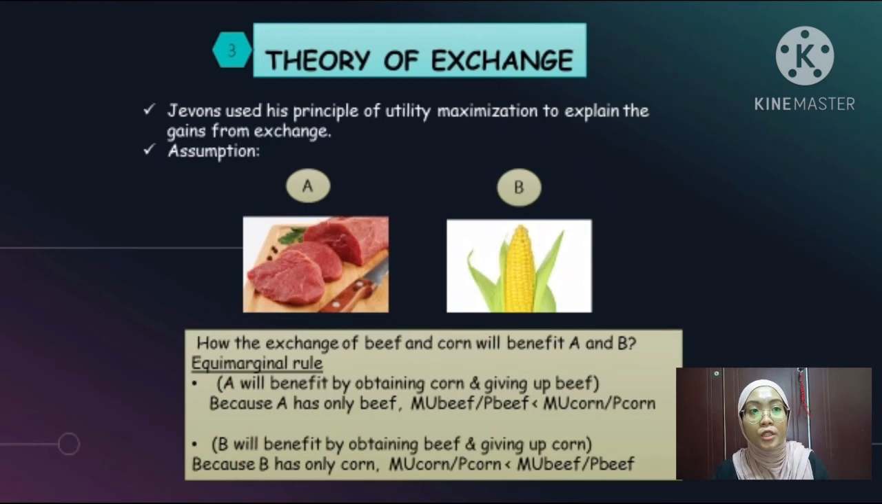Jevons used this principle of utility maximization to explain the gains from exchange. Assume there are only two persons, A who only has beef and B who only has corn. For example, how will the exchange of beef and corn benefit A and B? A will benefit by obtaining corn and giving up beef because A has only beef, so the marginal utility of beef to its price is less than the marginal utility of corn to its price. And second, B will benefit by obtaining beef and giving up corn because B has only corn, so the marginal utility of corn to its price is less than the marginal utility of beef to its price.